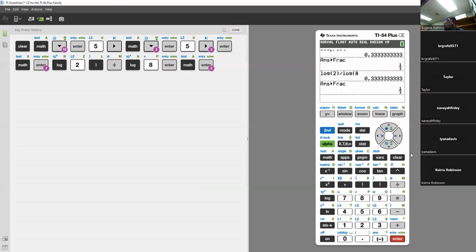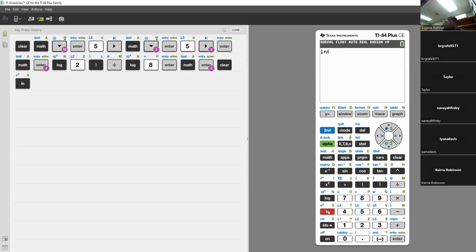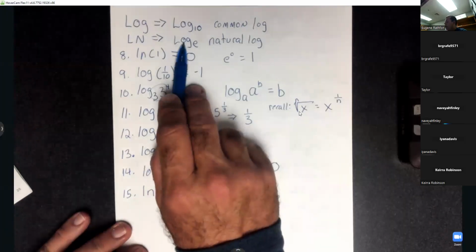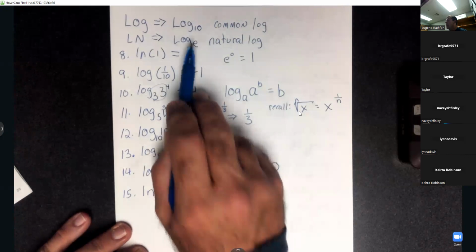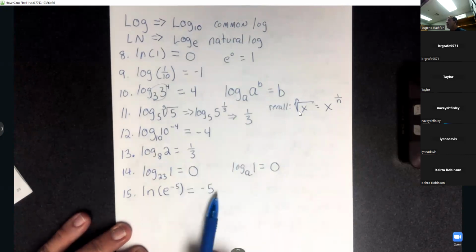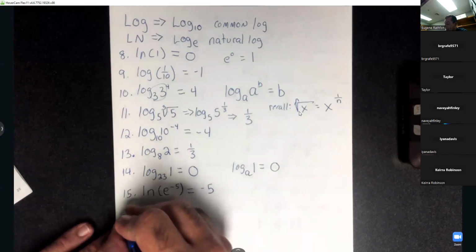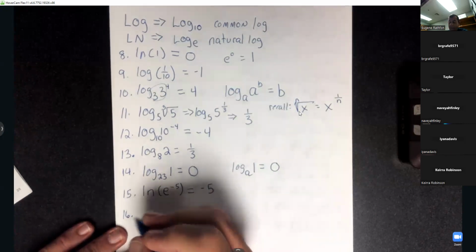So notice on the left side is my LN. Now I got e to the -5. If you hit, good job, you're already there. So if you hit second LN, it brings up the e. Put in your -5. And let's see, you already got answers of -5. Good job. And that's sort of going back to that property, because remember, LN is really log base e. So log base e of e to the -5 just gives me back my -5.